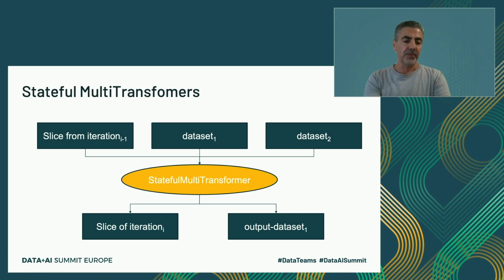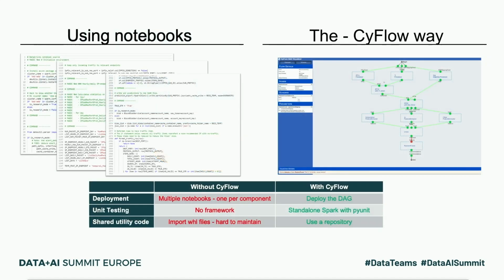Our multi-transformers can also be stateful because some of our components are based on historical values, like the anomaly detection that Tomer mentioned. It needs to read data from a previous slice and then compute a new slice, which it will read in the next iteration. In that way, it's stateful.